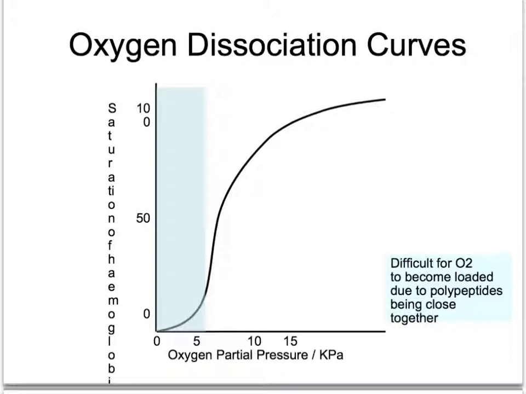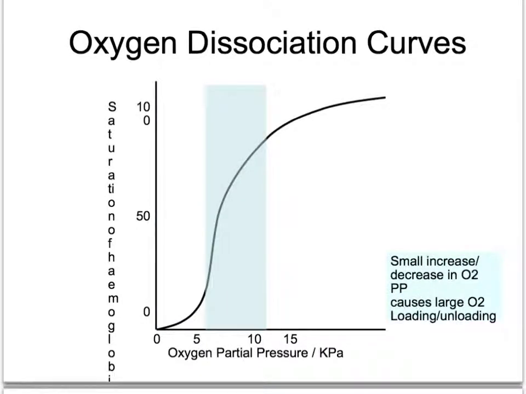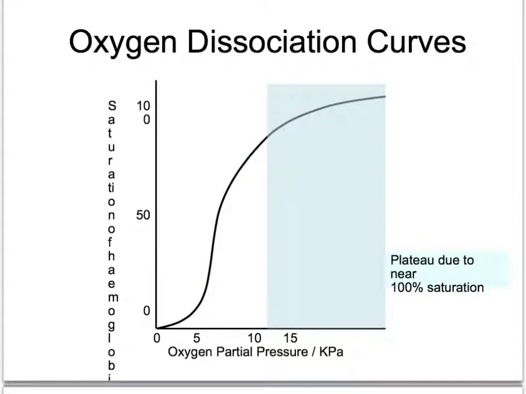There you can see this region here, difficult for oxygen to become loaded due to the polypeptides being close together. Small increase in oxygen partial pressure causes large oxygen loading and unloading. The reason I'm saying that is if you increase the oxygen, there's a huge increase in the amount of oxygen that's loaded. If you decrease the oxygen slightly, it's going to let go of its oxygen much more readily. And here there's a plateau in the curve due to near 100% saturation. There's very few free heme groups available, meaning it's less likely that an oxygen will bind to them.